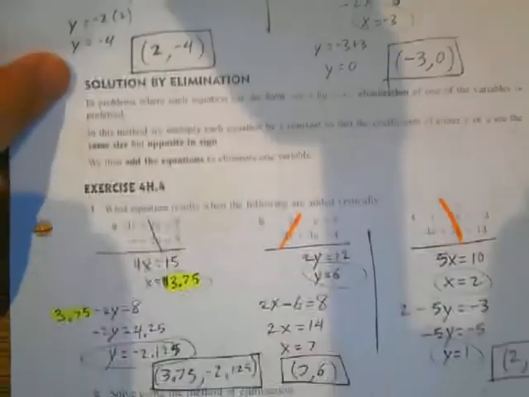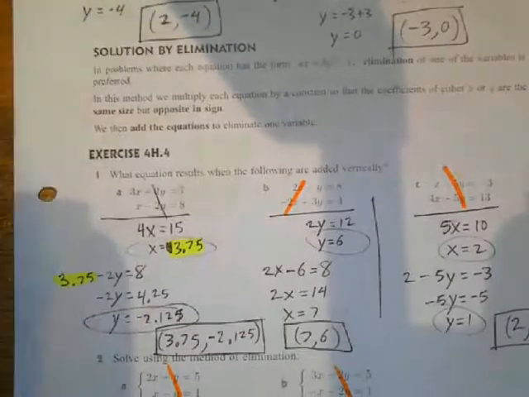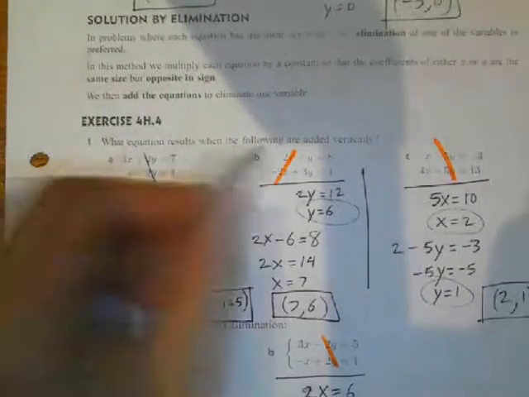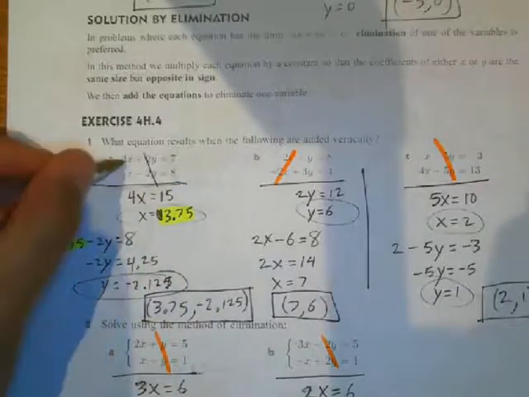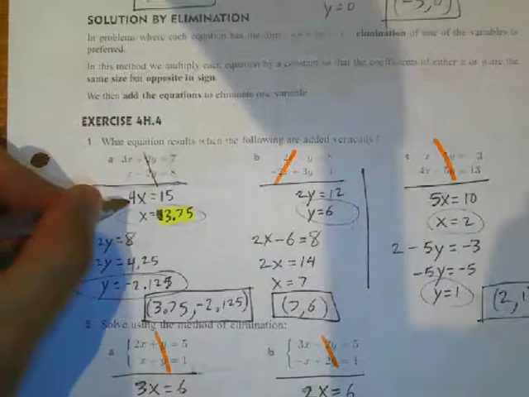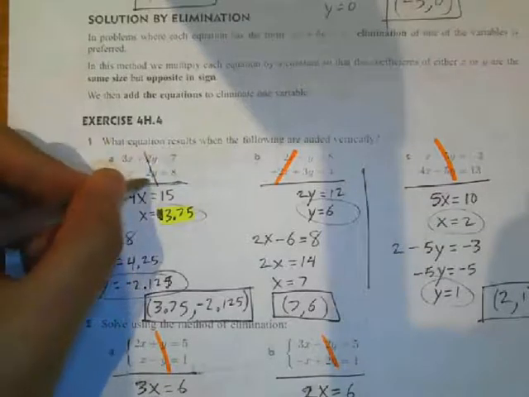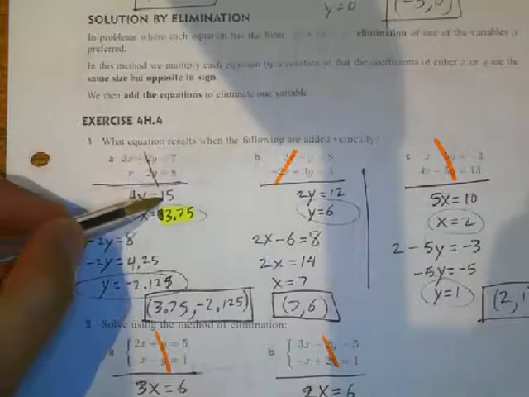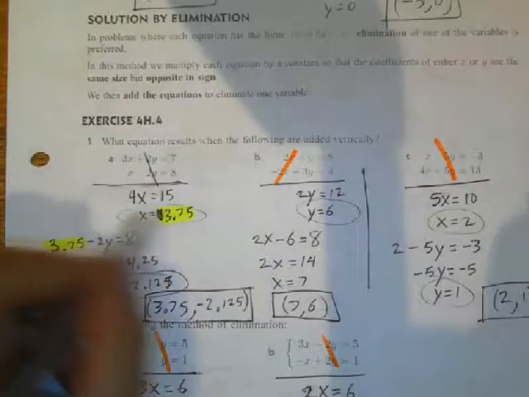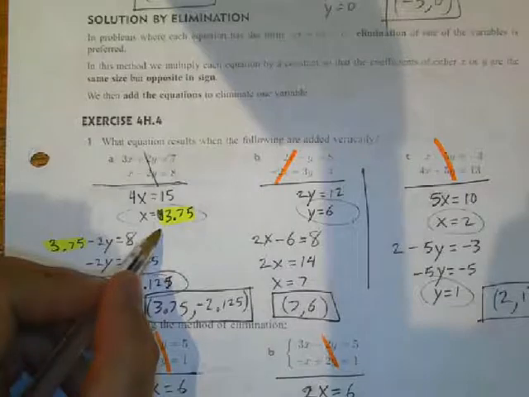Okay, elimination. What we do with this type of work is, I'm going to add the columns together. So 3x plus x is going to give me 4x, and 2y minus 2y is going to go away, and 7 plus 8 gives me 15. And then I divide both sides by 4, and we get 3.75.